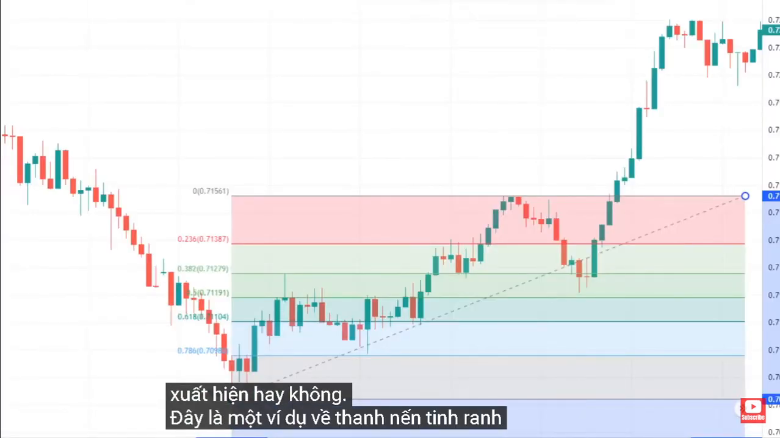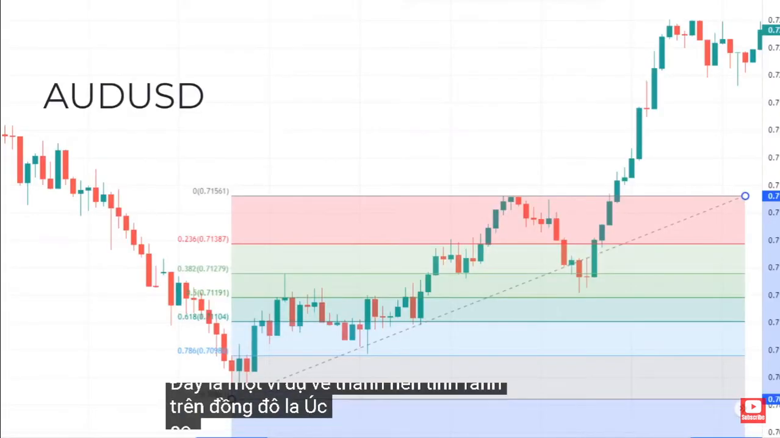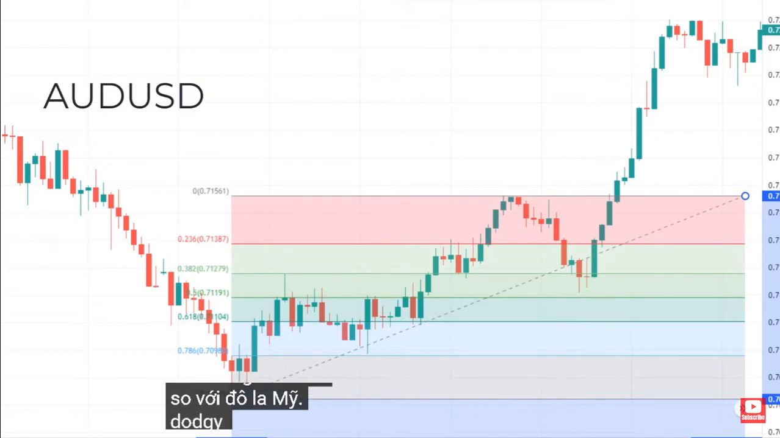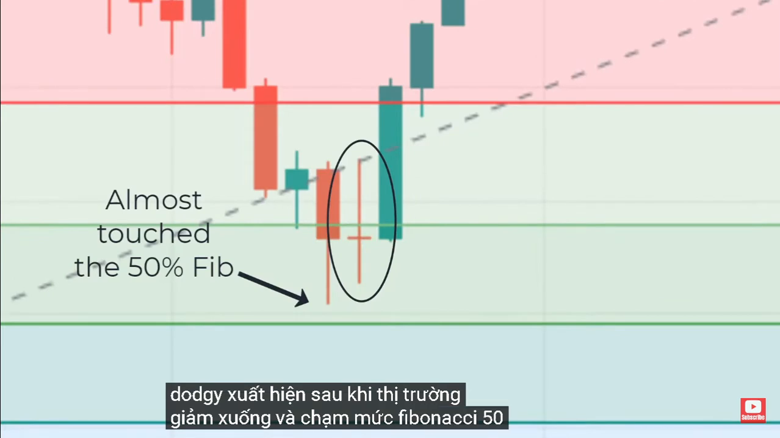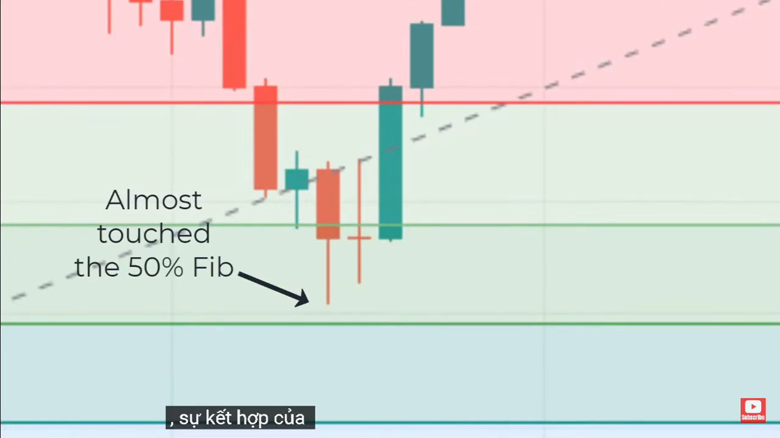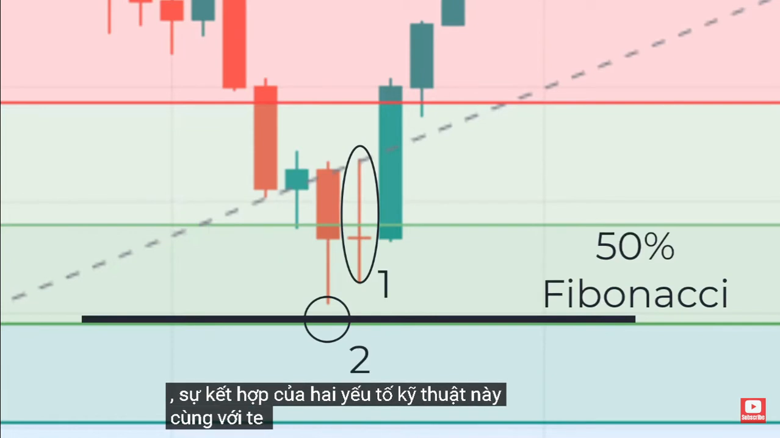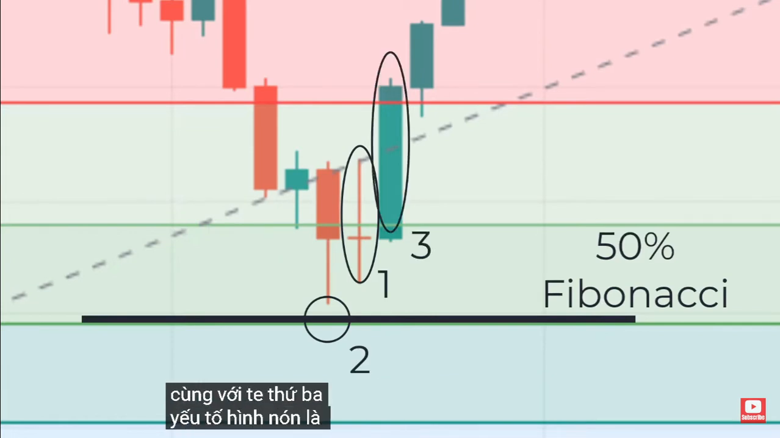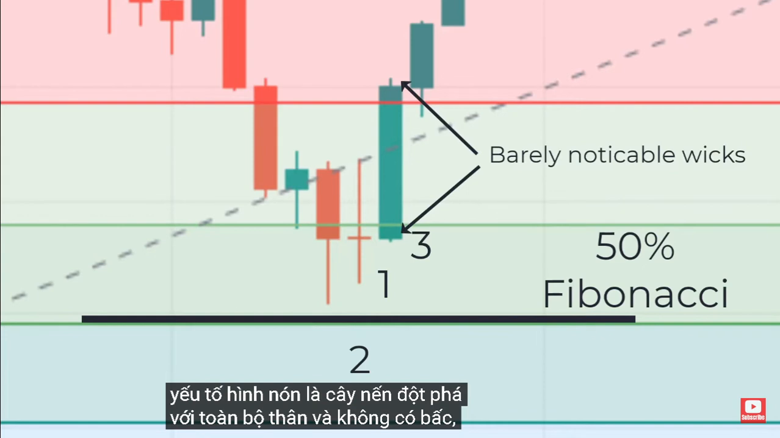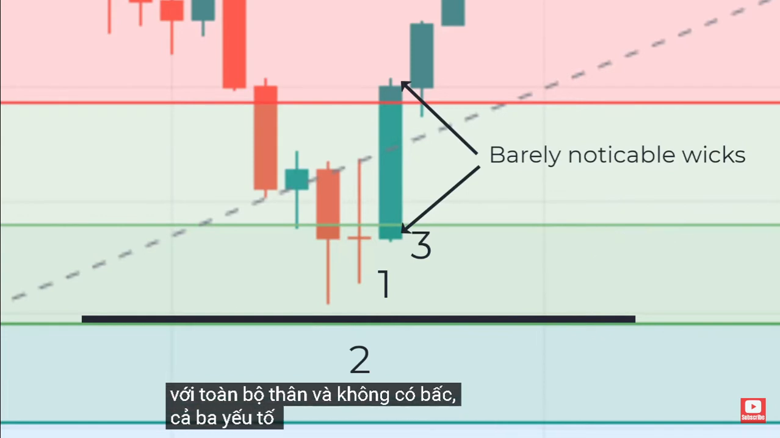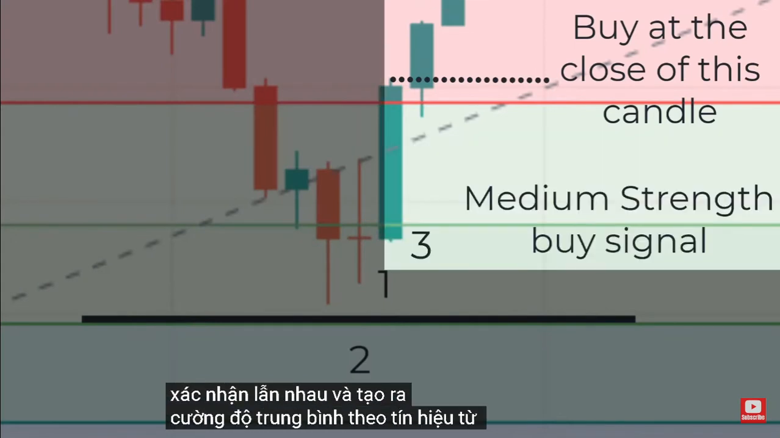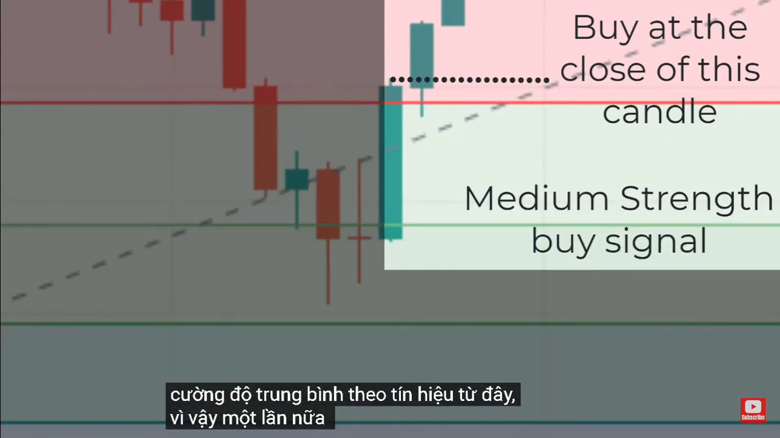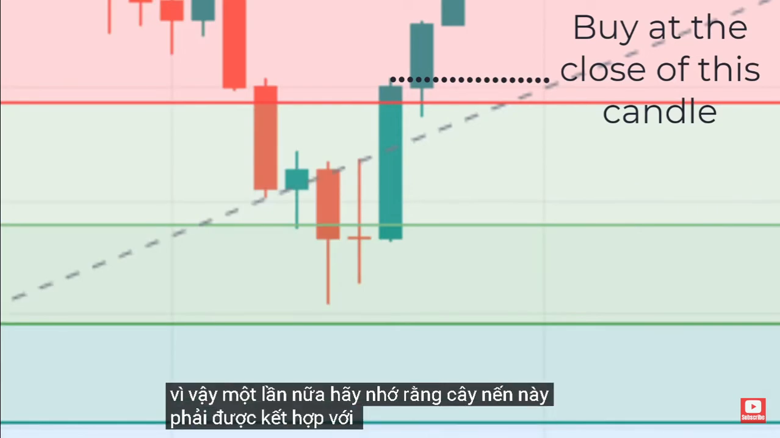Here is an example of the doji candlestick on the Australian dollar against the US dollar. The doji appeared after the market had retraced down and hit the 50% Fibonacci level. The combination of these two technical factors, along with the third technical factor, which is the breakout candle with a full body and no wicks. All these three technical factors have confirmed one another and produced a medium strength buy signal from here. So again, keep in mind that the doji must be combined with more technical factors to become tradable.